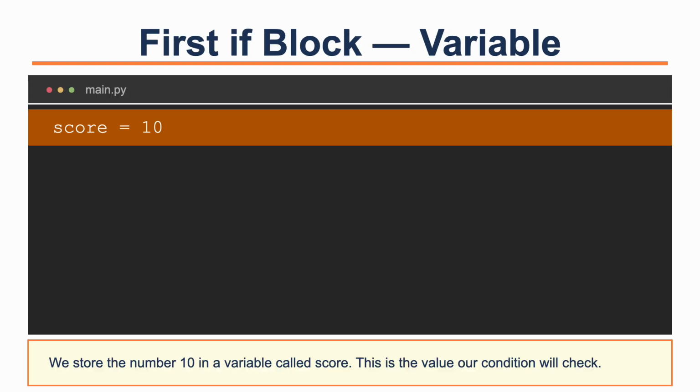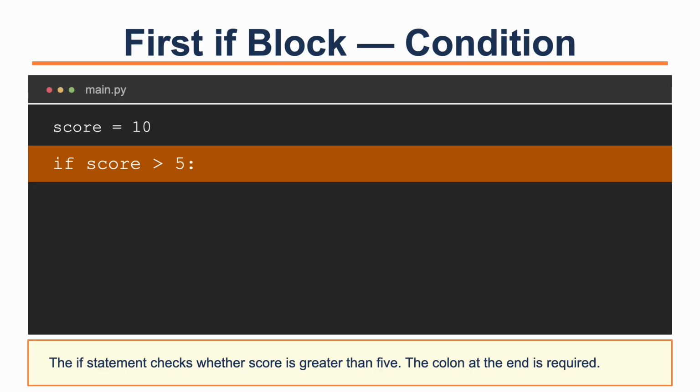Now, we will write our first if block in Python. The first step is to define a variable. This variable will hold the value that our condition checks. We are storing the number 10 in a variable called score. The next line is the if statement itself. The condition checks whether score is greater than 5.